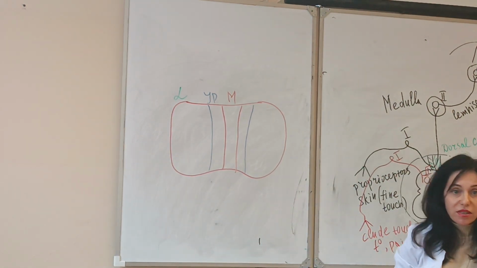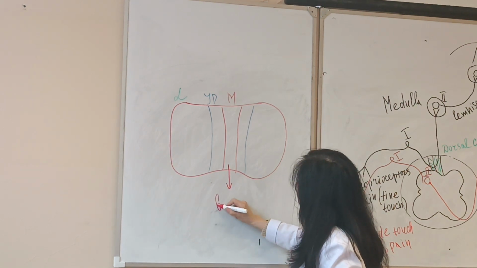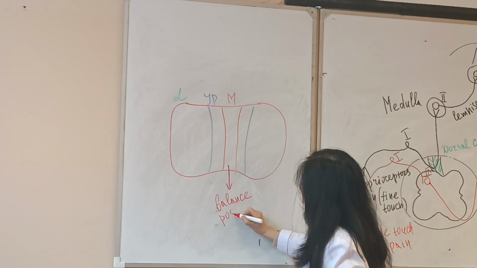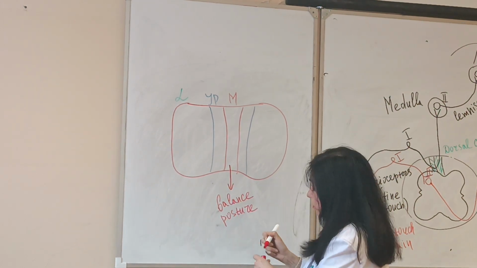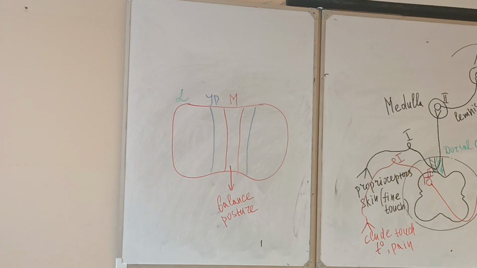What is the function? Medial zone: balance and posture control. How to test the function of the medial zone? Romberg test.